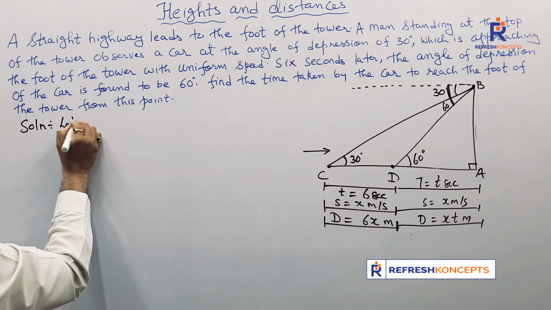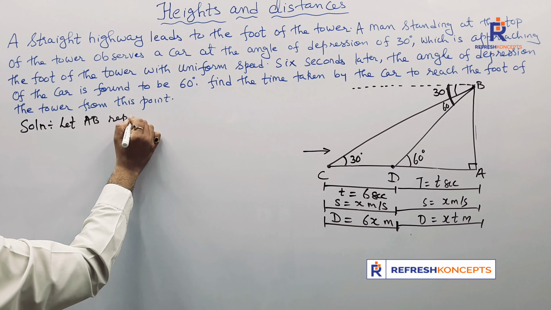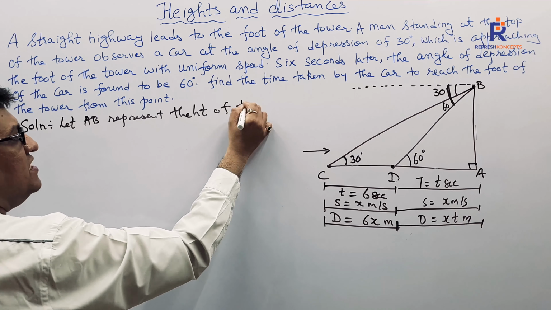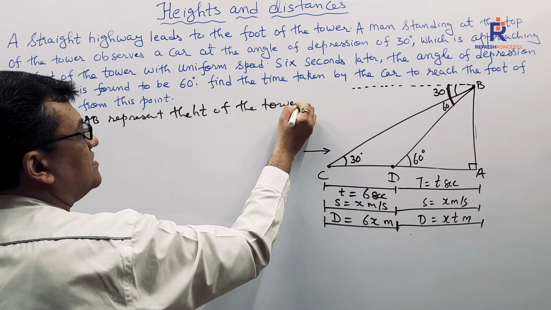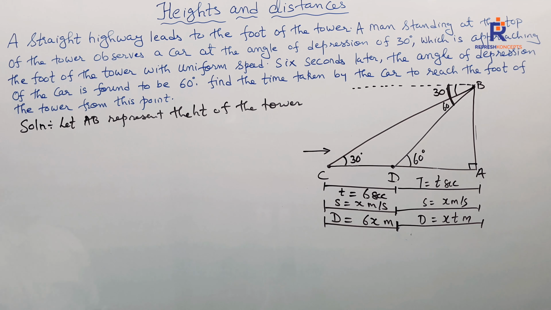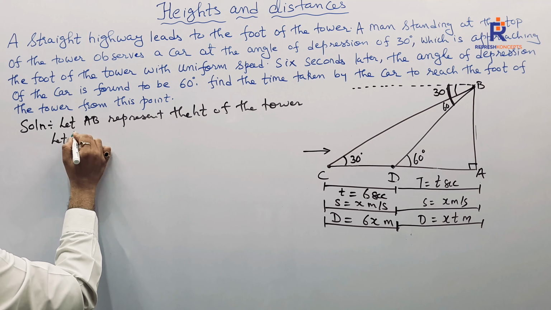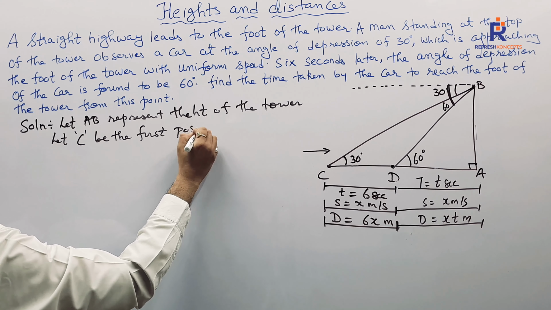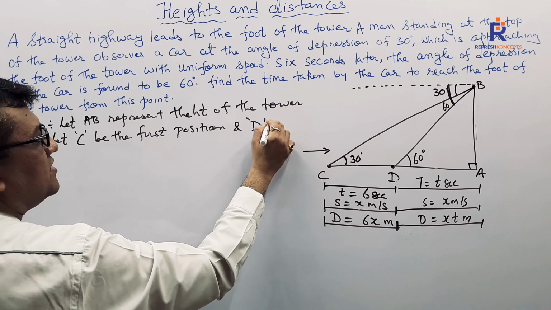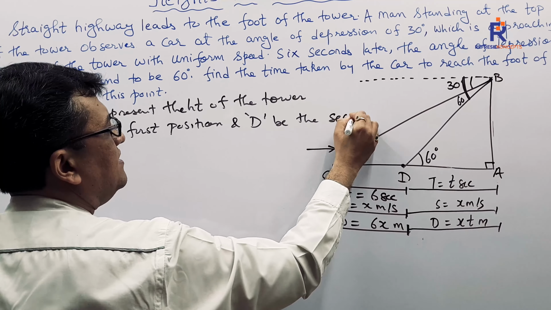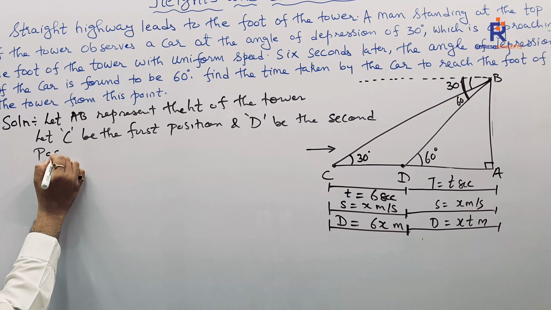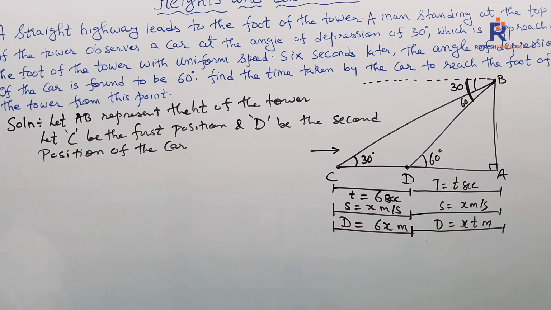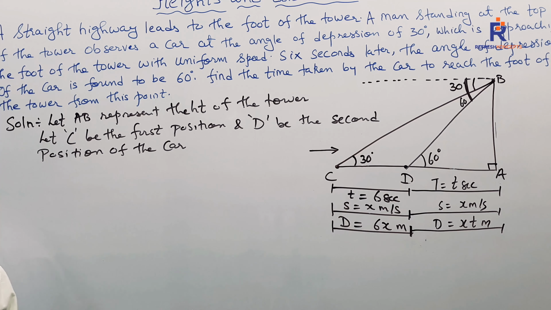Let AB represent the height of the tower. I'm writing shortcuts a bit. Let C be the first position and D be the second position of the car.